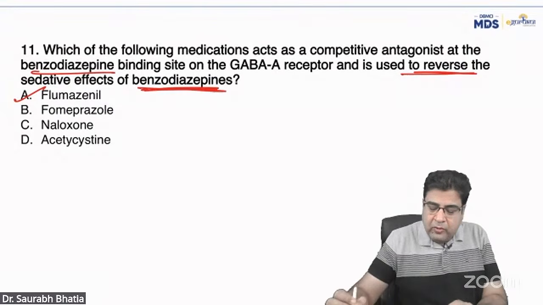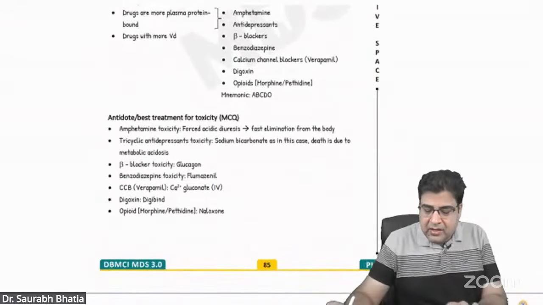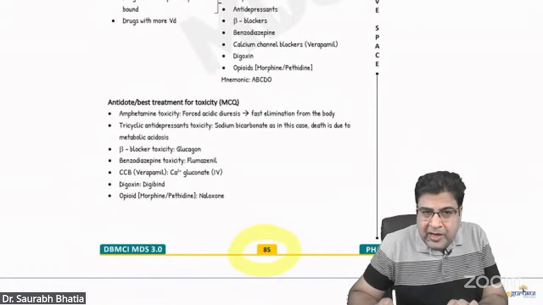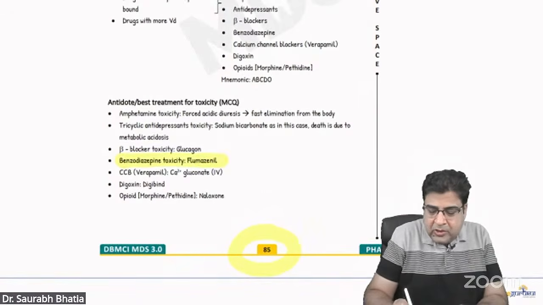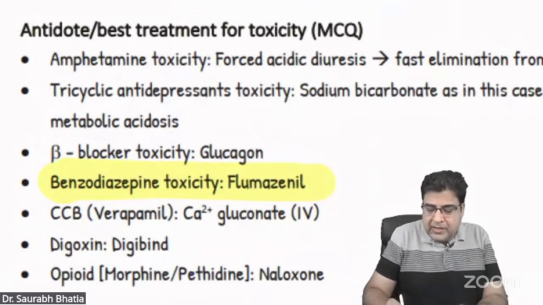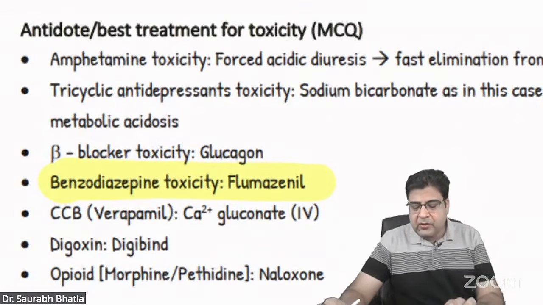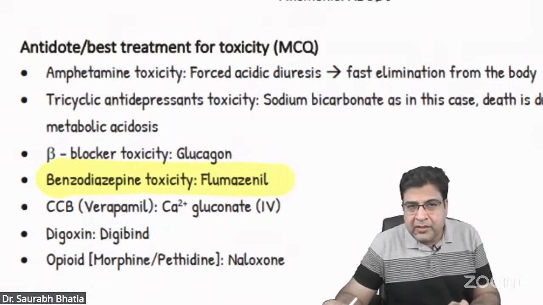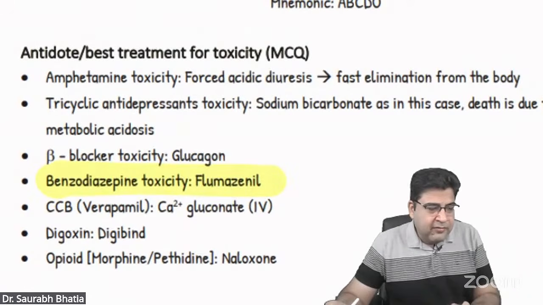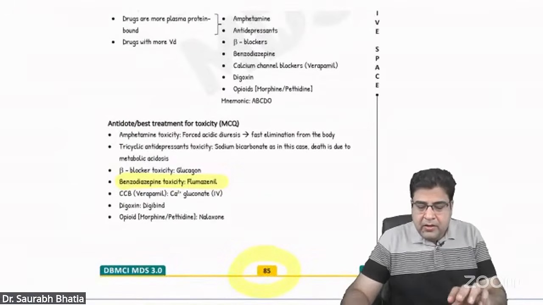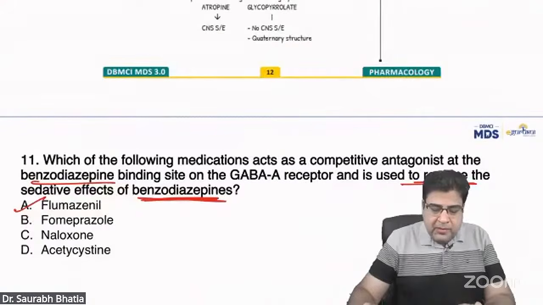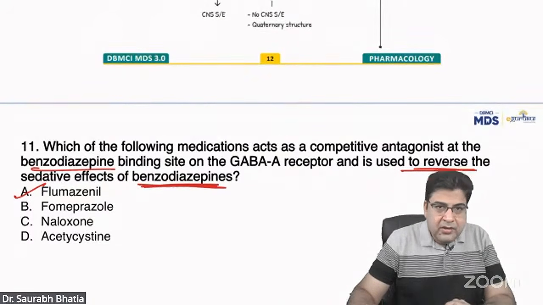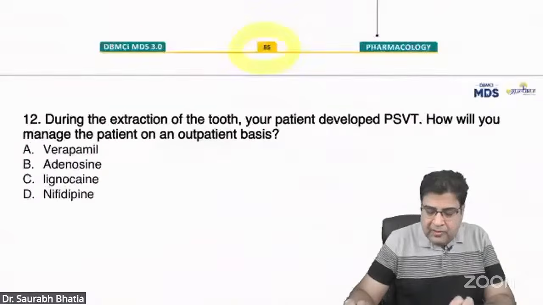Again taken directly from our notes. You can see from this page number 85. Page number 85 of our notes, benzodiazepine toxicity. You can see benzodiazepine toxicity, flumazenil is an antidote of choice. So this is the direct question taken from our notes, right? Okay. So question number 11, flumazenil was the answer. Okay. Now moving on to question number 12.